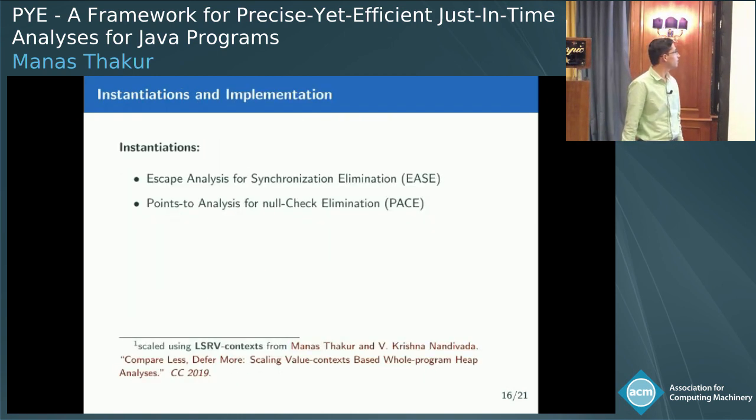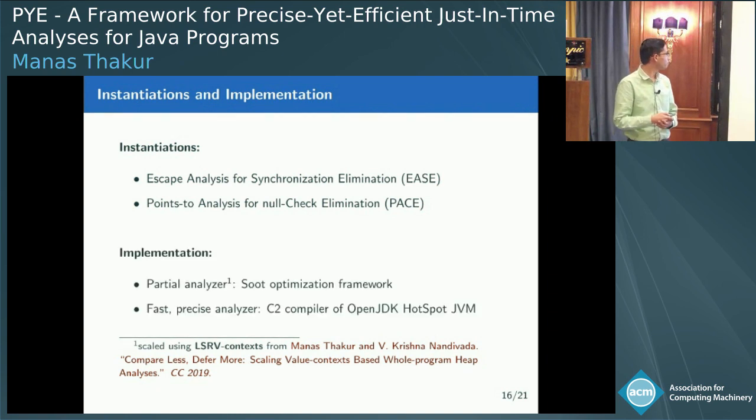If this is fine, I'll just move ahead to the evaluation. So we implemented the kind of escape analysis which I discussed. Apart from that, we also implemented one points-to analysis which can be used for eliding null checks in the JVM. And as we saw, we had two components, one a static analysis, the other for a JIT. So we implemented the static component in Soot.